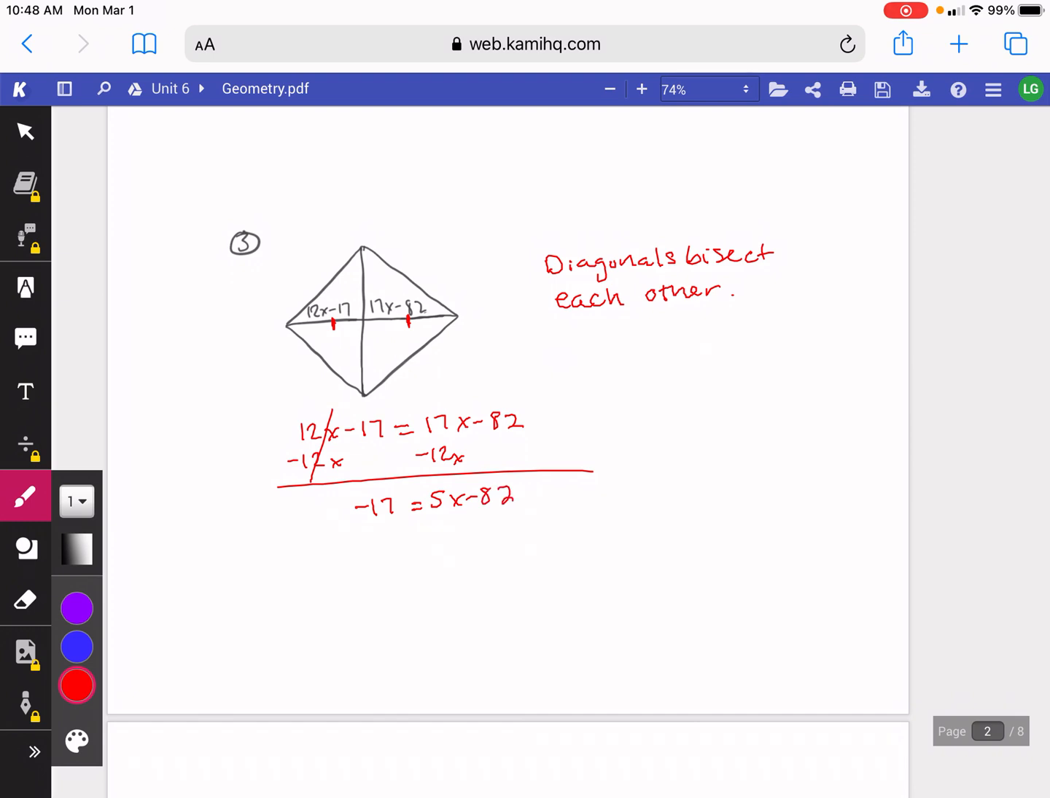So remember, when you have x on both sides, you need to get rid of one of them. Here I have 5x minus 82. The opposite of minus 82 would be to add 82. That comes out to 65, and if I divide by 5, I get 13 for my answer.